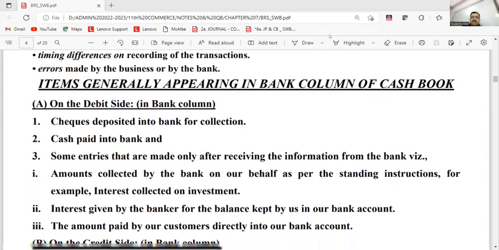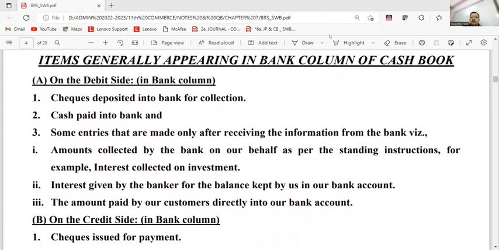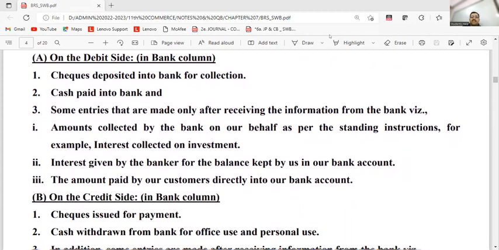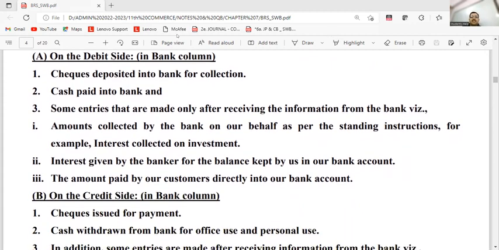So generally there are certain transactions that are on the debit or credit side of the cash book. Let's analyze them, children. The list of transactions starts like this. We have deposited some checks into the bank. When we receive a check, we simply pass the entry: bank account debit to XYZ, bank account debit to sale. So this will appear on the debit side.